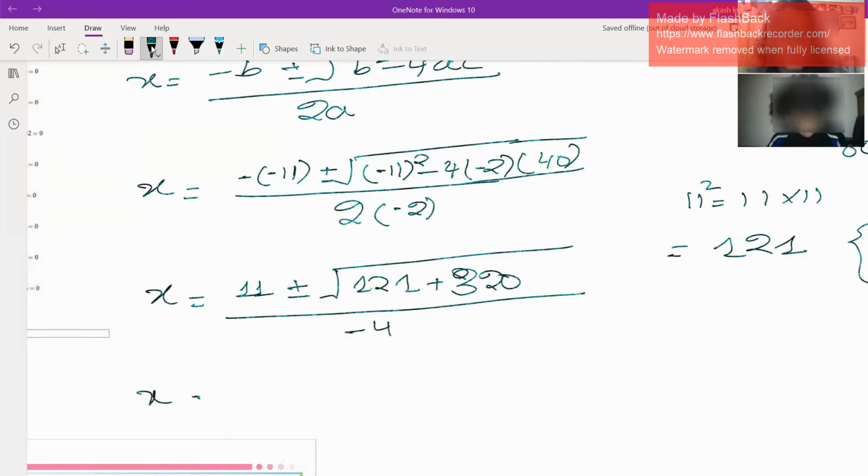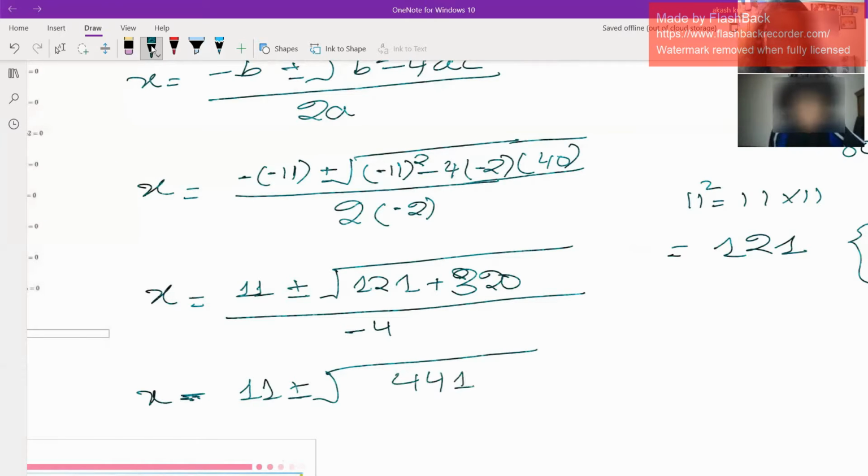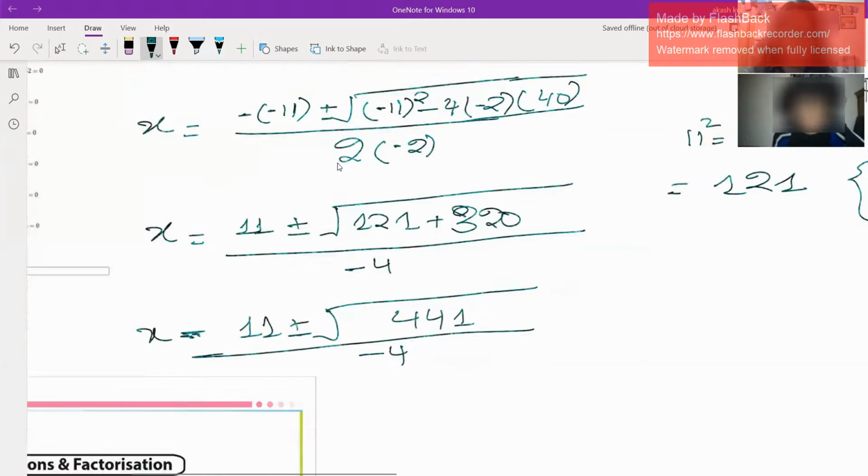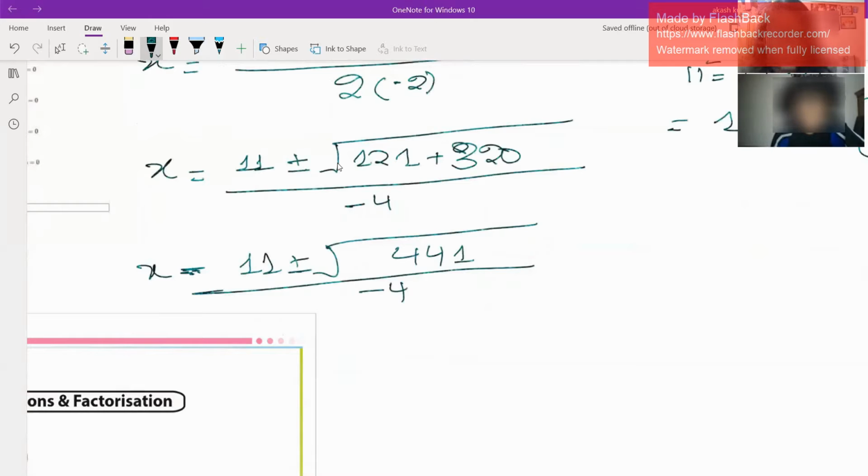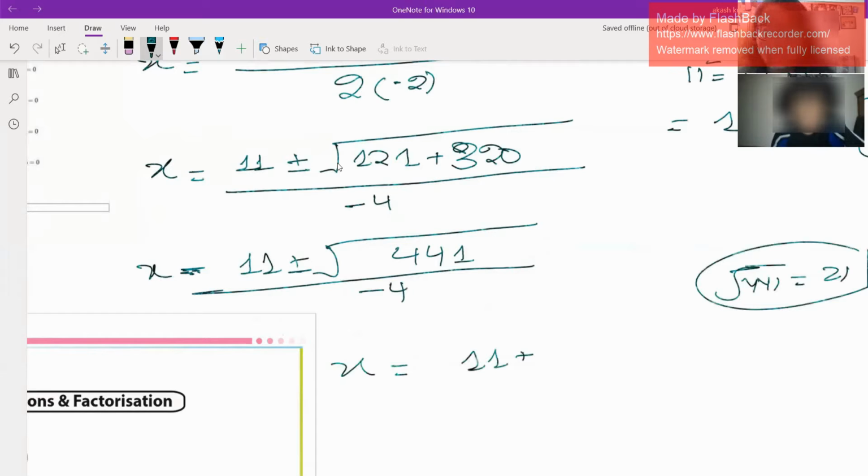So x equals to 11 plus minus the square root of 121 plus 320, which is 441, divided by minus 4. Square root of 441 is 21. We will be learning the square root and the LCM in the coming week, so don't worry about how we got 21. So it's 11 plus minus 21 over minus 4.